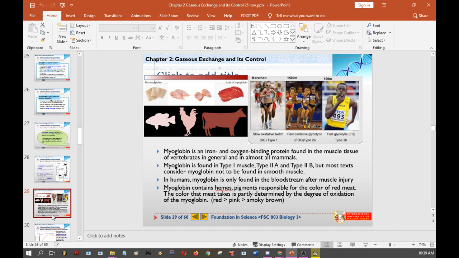If we want to compare, what about humans? Humans also have myoglobin. You find it in type 1 muscle, type 2A, and type 2B. Type 1 muscle is the muscle of marathon runners, long-term runners, meaning they are able to sustain movement over long distances and for a long time. Type 2B are sprinters: a lot of power, but for a short time. And 2A is in between. All of these people have myoglobin, especially in the legs.